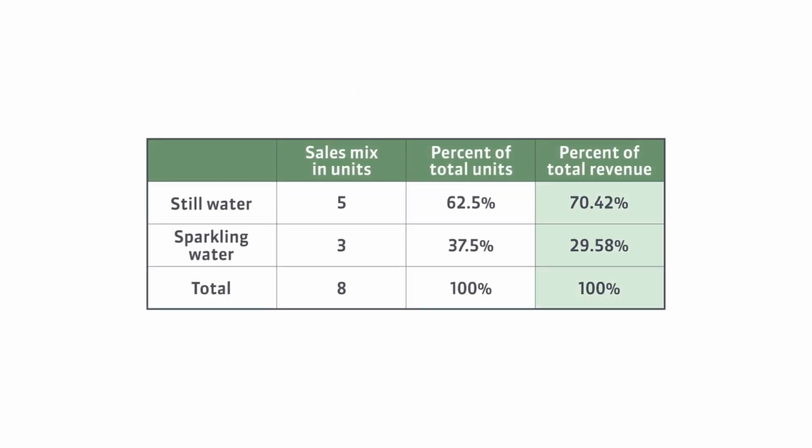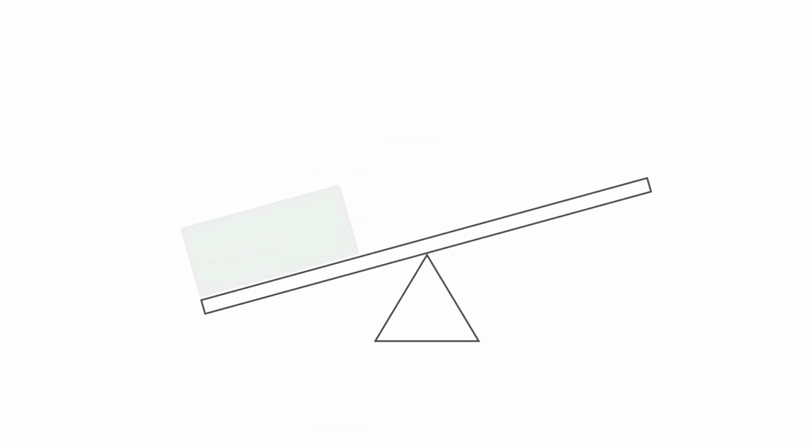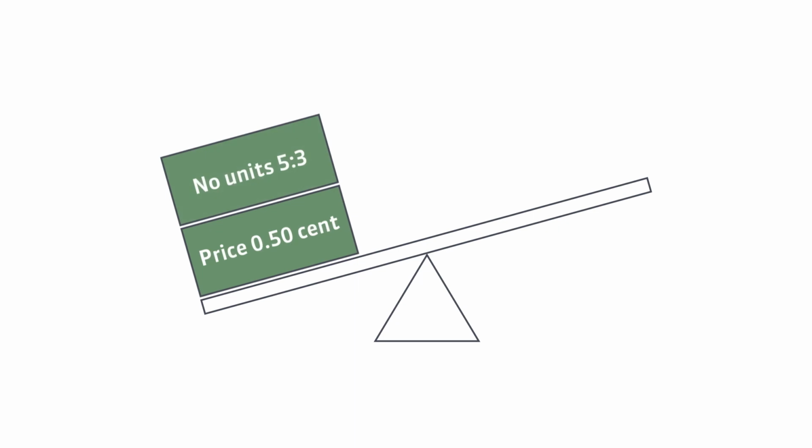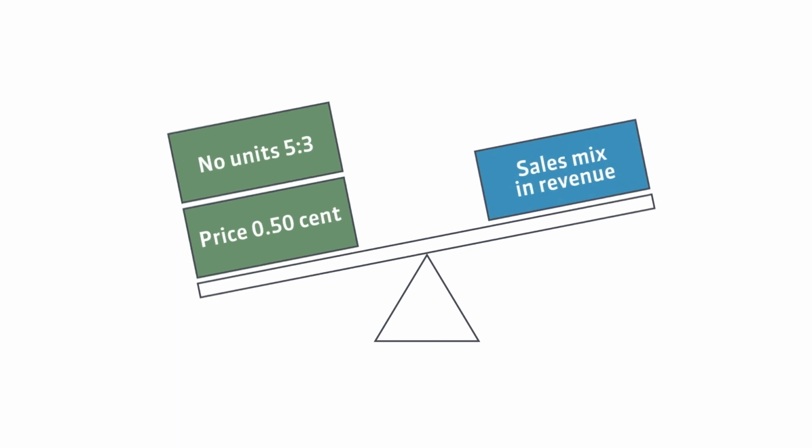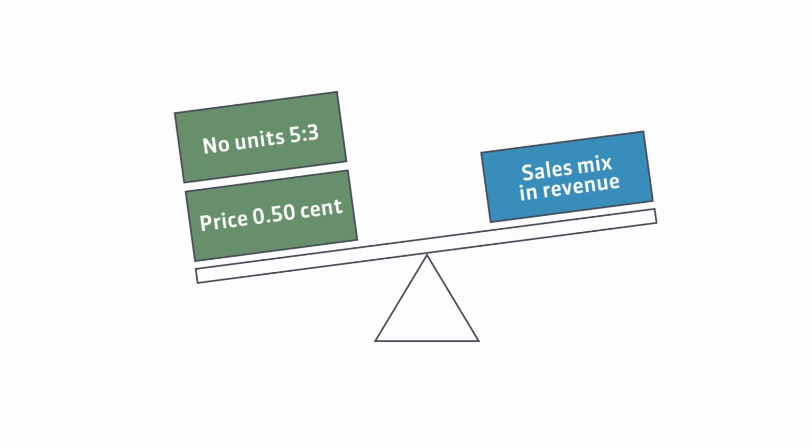However, the revenue-based sales mix structure is different from the unit-based sales structure. Why is there such a difference? The sales mix in revenue takes the sales mix in units and weights it by price, which is different in both cases. Therefore, even though the underlying proportion of the two types of water remains 5:3, the lower priced sparkling water is weighted less heavily when price is factored in.